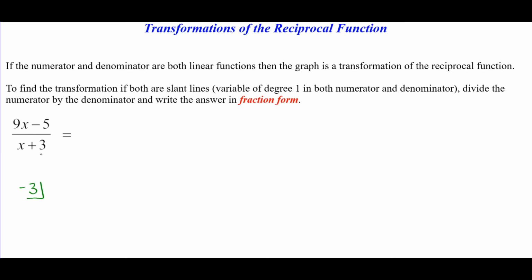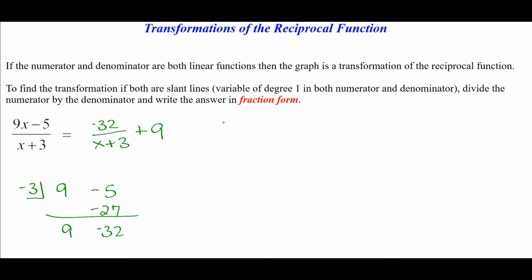So we're dividing by x plus 3, so I'm going to make that negative 3 in my synthetic division, and then I have 9 and negative 5. So bring down the 9, negative 3 times 9 is negative 27, plus the negative 5 is going to give me negative 32. So now I'm going to rewrite this in that fraction form. Remember, negative 32 is my remainder, so negative 32 over x plus 3, and then my quotient was 9, so I have plus 9. Once I'm in this form, this is similar to the examples we just did.